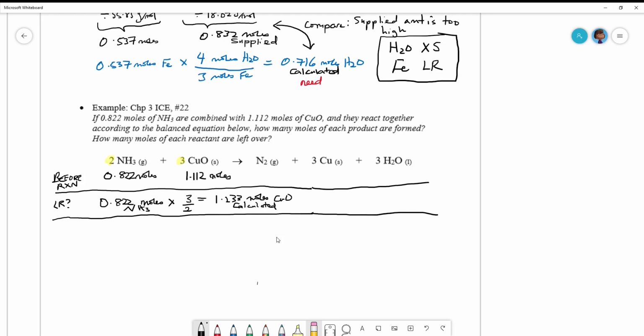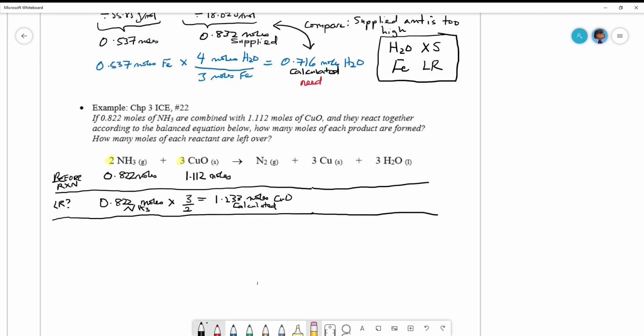So when we go back and take a look at the original amount of copper oxide, do we have more than we need or less than we need? Oh, we have less than we need. All right, the supplied amount is what? Too high or too low? It's too low, which means that copper oxide is what? The excess reactant or limiting reactant? Well, if the amount of copper oxide is too low, it is the limiting reactant.